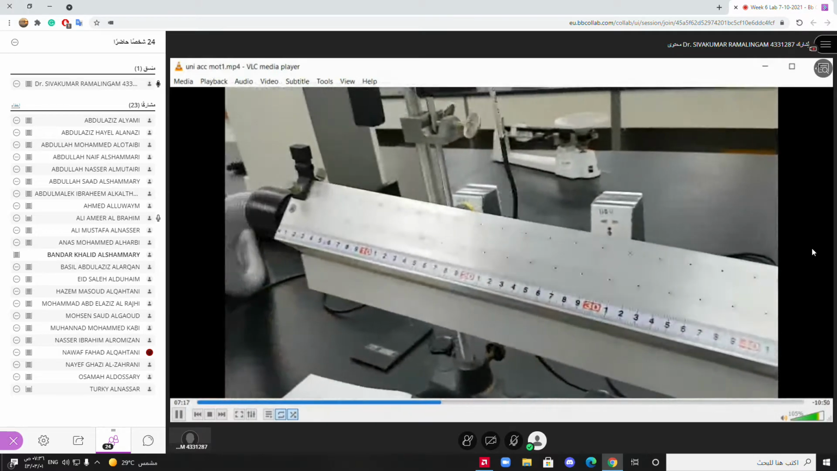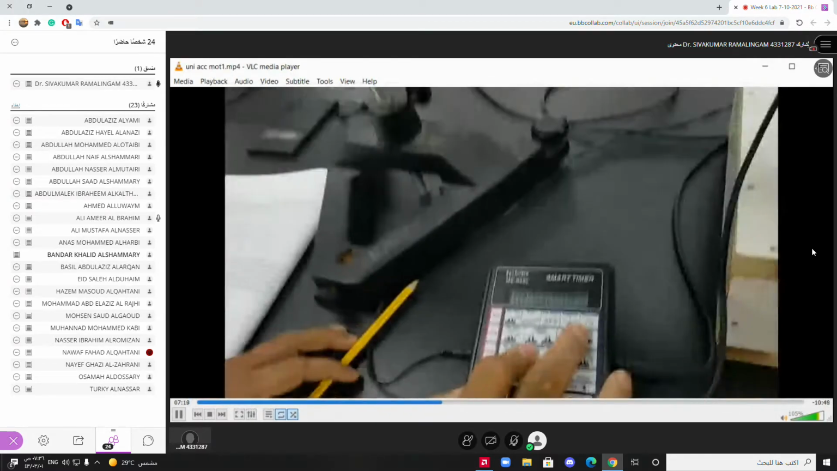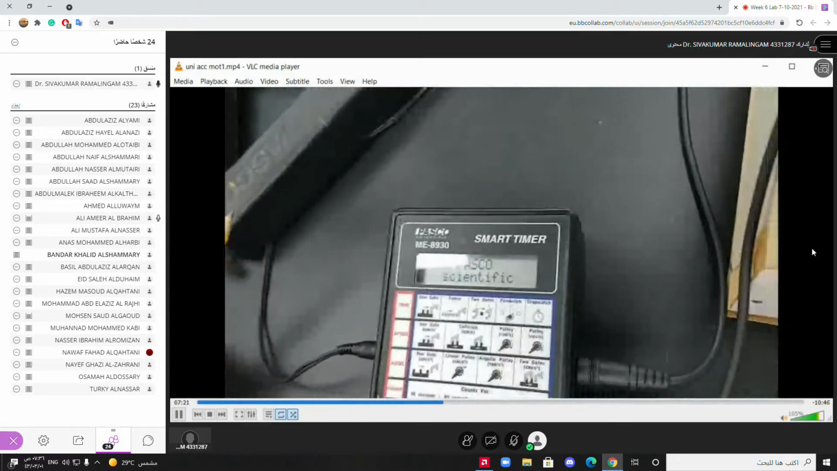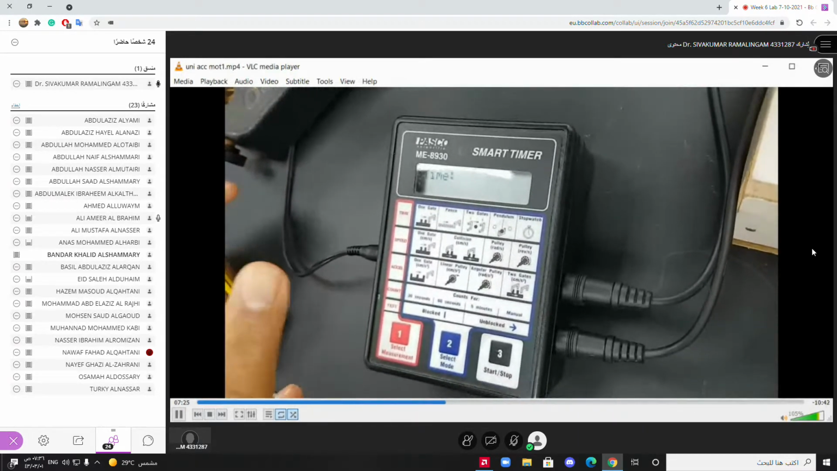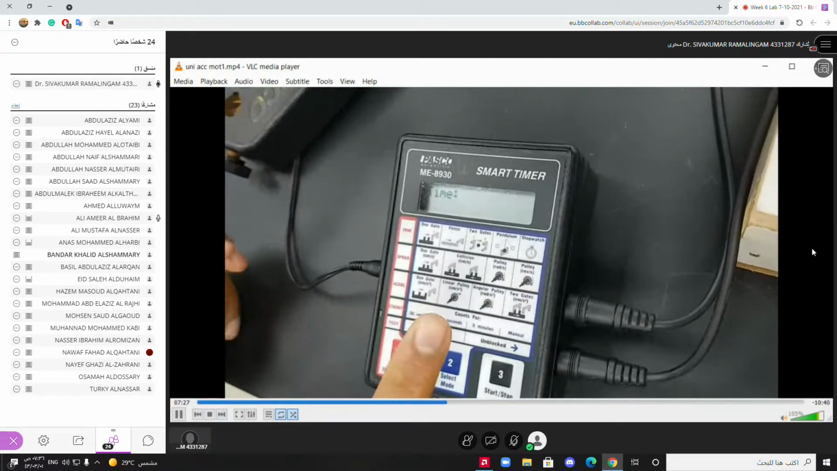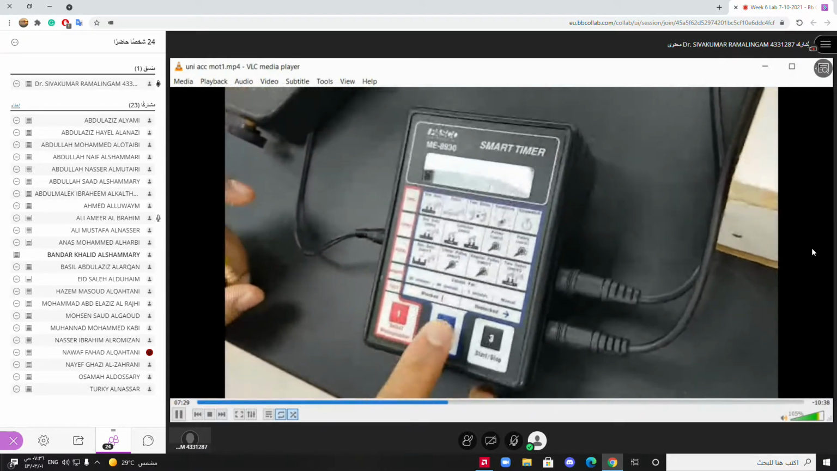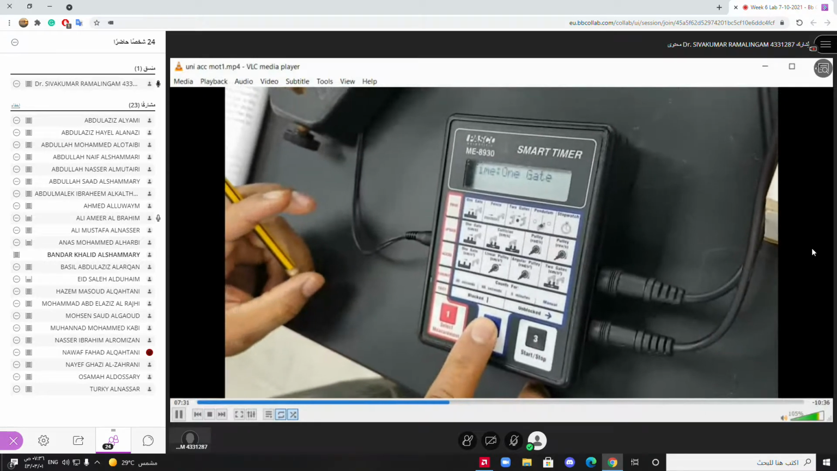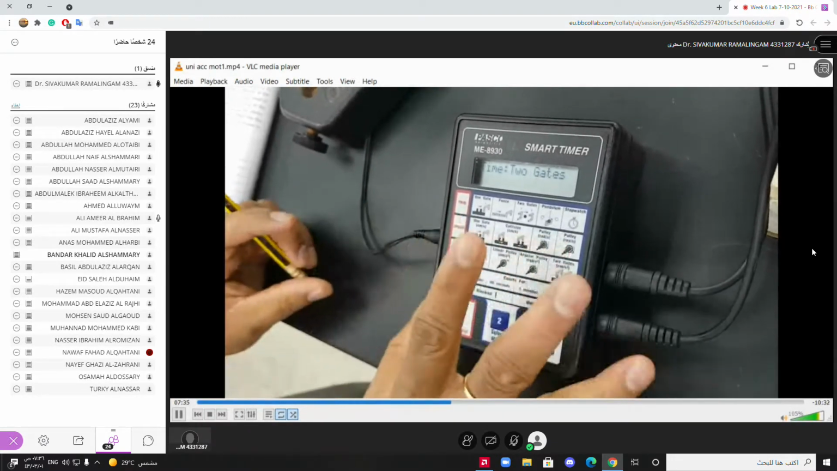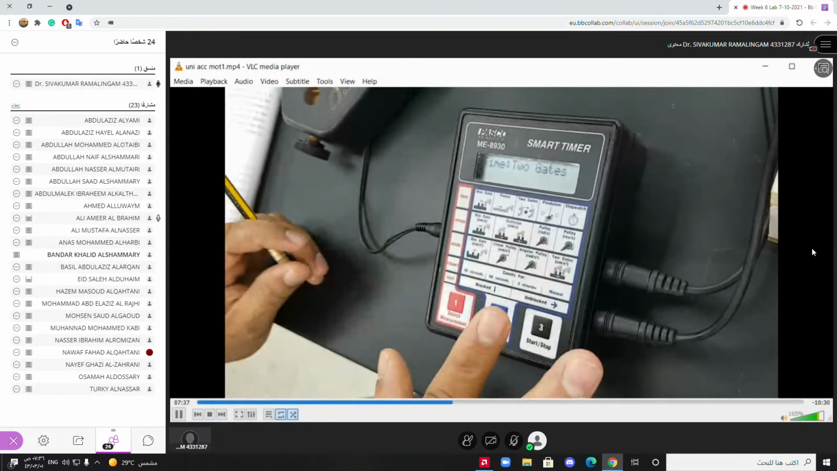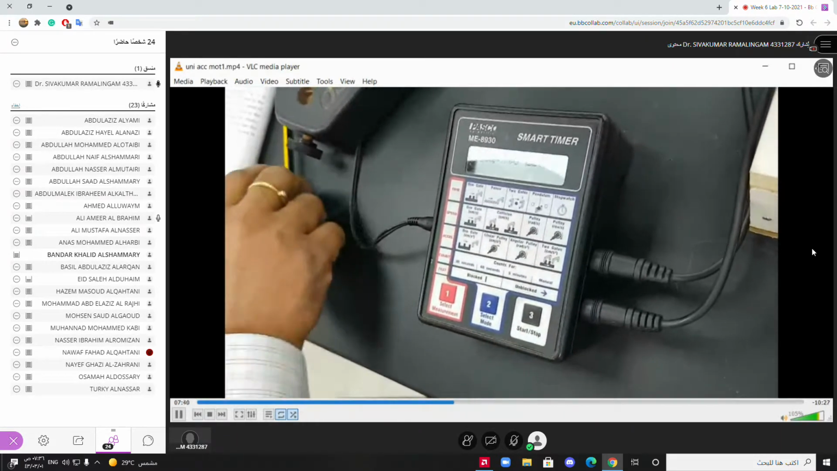The next step is we are going to fix the timer. Switch on the timer. Press time. I'm going to measure time today, right? And what mode am I going to measure? 2-gate mode. 1 gate, fence, 2 gate. Now this instrument is ready for the measurement.